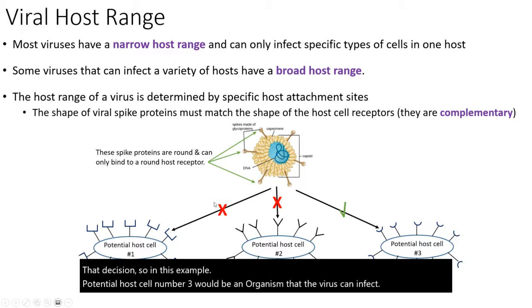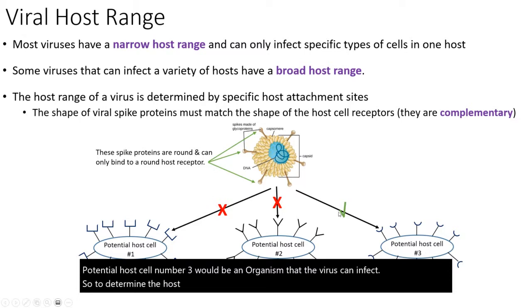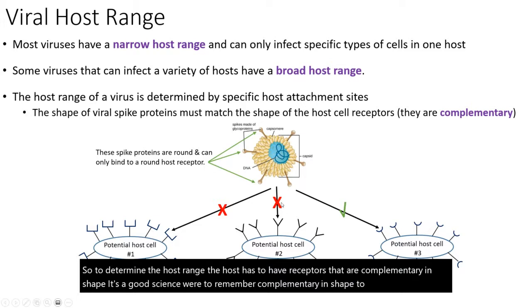Okay, so to determine the host range, the host has to have receptors that are complementary in shape. It's a good science word to remember, complementary in shape to this viral spike protein.